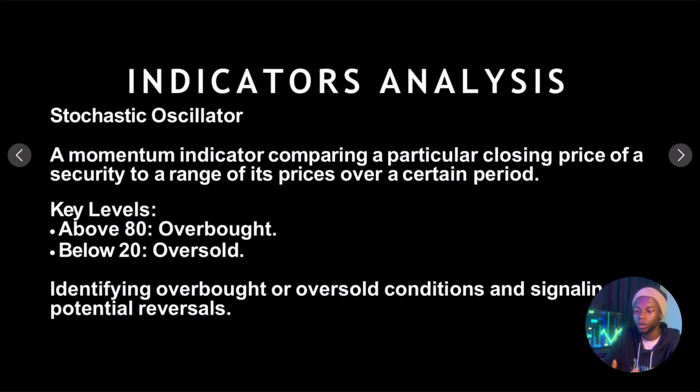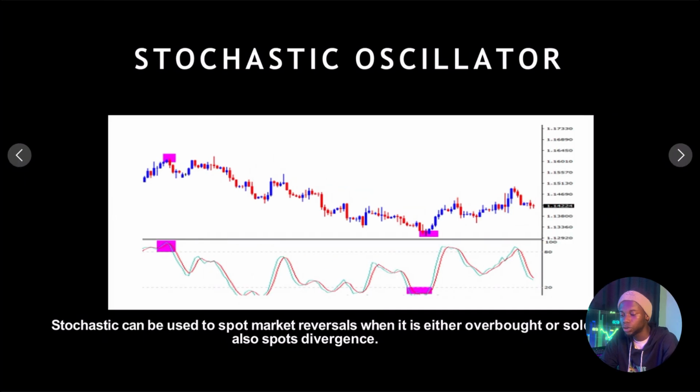We also have the stochastic oscillator. Just like the RSI, the stochastic also has two lines that are used to identify the overbought and the oversold. The 80 is the overbought and the 20 is the oversold. It is just the same explanation: whenever it reaches the 20 level, it is measured as oversold, so the market is about to reverse. That is how the stochastic also looks like.